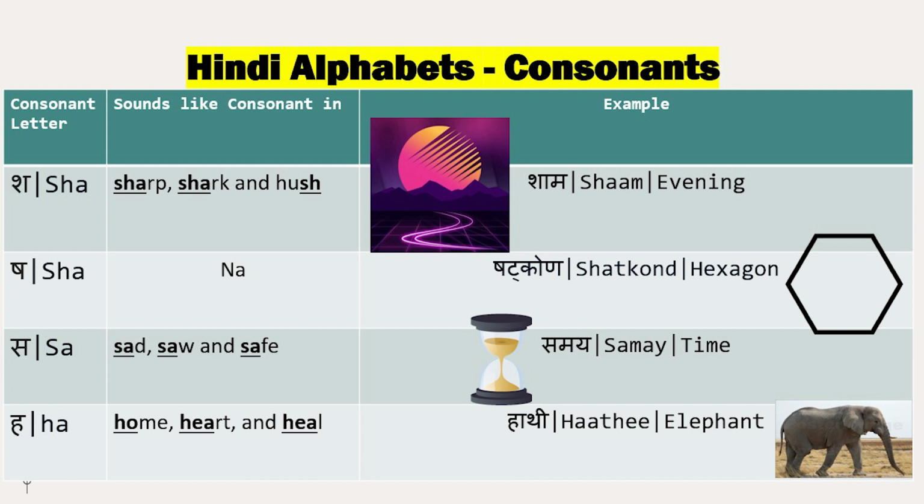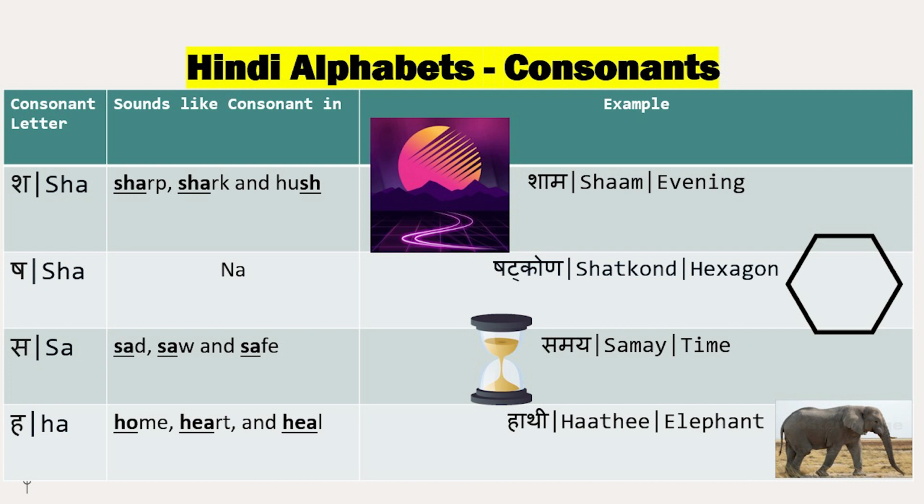The next letter is sha. It is pronounced exactly how we pronounce the letter sha we just learned. However, this current letter has very limited use in common Hindi vocabulary. The Hindi word shatkon, which means hexagon, starts with the letter sha.